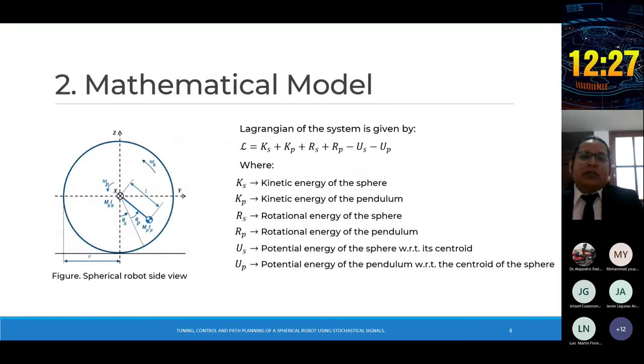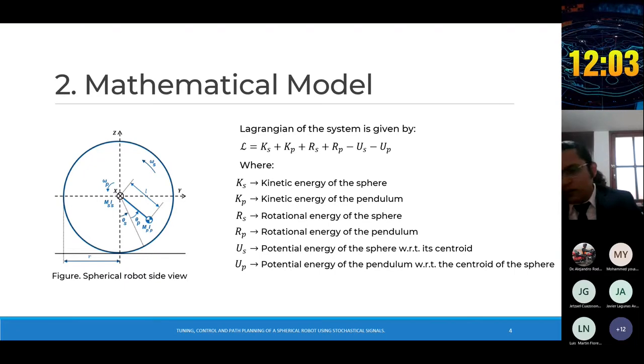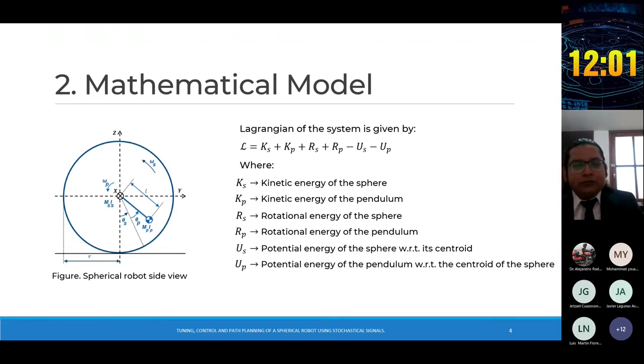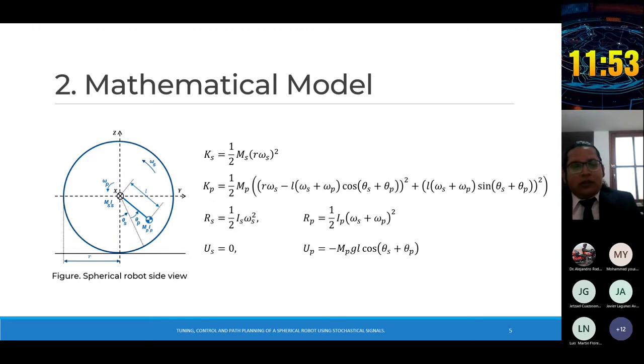So here is the mathematical model of the system, where we are getting the Lagrangian of the system using this equation, where we have the energies of the system, such as the kinetic energy of the sphere and the pendulum, the rotational energy of the sphere and the pendulum, and the potential energy of the sphere and the pendulum, both with respect to the centroid of the sphere. So these are the energies that we are using, and their description of all of them.